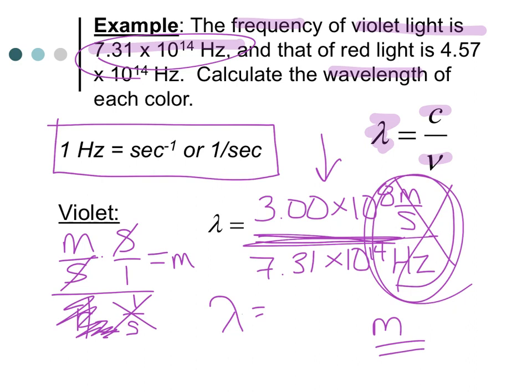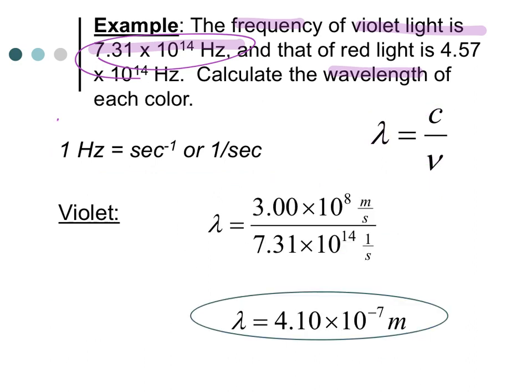What's your final answer? And our final answer, 4.10 times 10 to the negative 7th meters. For sig figs, we have three significant figures with both factors. You go by least sig figs for division, so our final answer also has 3 sig figs. So yes, you need that 0. 4.10 times 10 to the negative 7th meters.